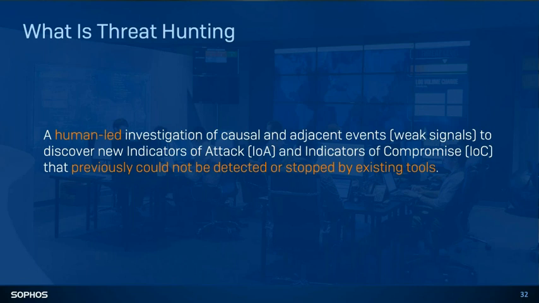So it's a human-led investigation. It doesn't necessarily mean that there's not a system that is identifying these signals or creating data points, but the human is actually the one piecing those things together in an effort to discover new indicators of attack and new indicators of compromise.